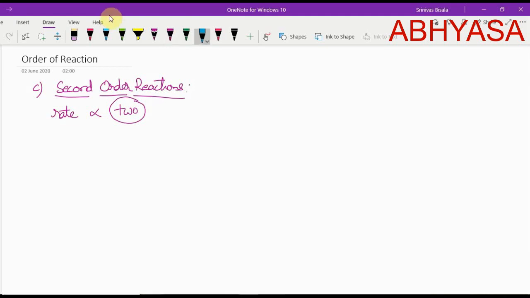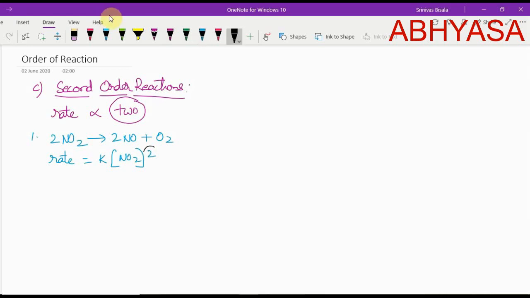Let's take out some examples for second order. If I take the case of decomposition of NO2 giving rise to nitric oxide and oxygen, it was found that the rate expression contains two terms of NO2.